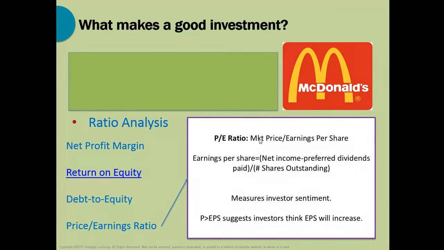The P/E ratio is the market price of the stock divided by the earnings per share. Earnings per share is just like it sounds. Take the net income of the company and subtract out preferred dividends paid, and what you have left over is earnings that can go to your common stockholder. So you take the number of shares outstanding and divide it into that, and you get earnings per share.